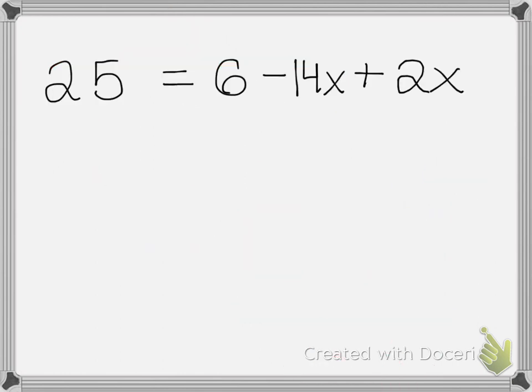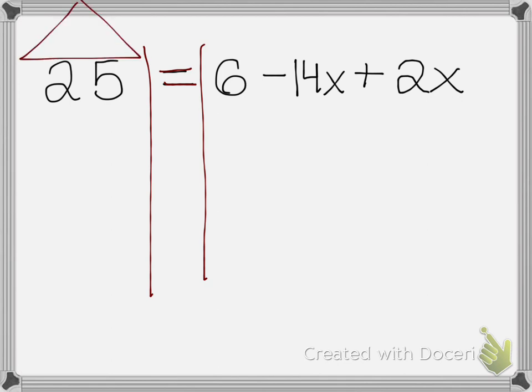Let's look at another example. Find where my equal sign is. It's right here. Let me draw my beautiful gate. On the left side of my equal sign, as you can see, I have a 25. That's just a number. So now this is going to be the number house. And over here on the right side, that's where my variables are. That will be my variable house.